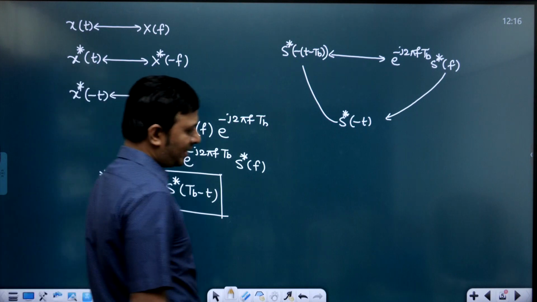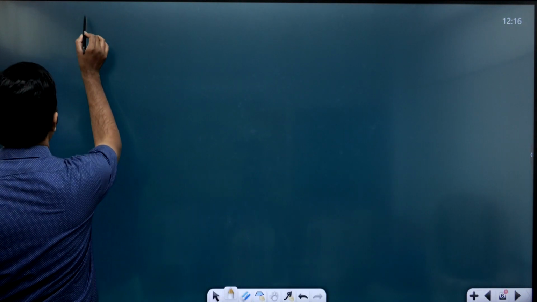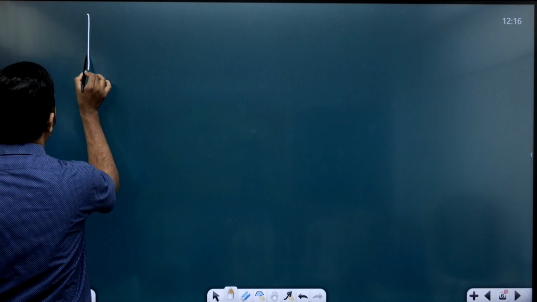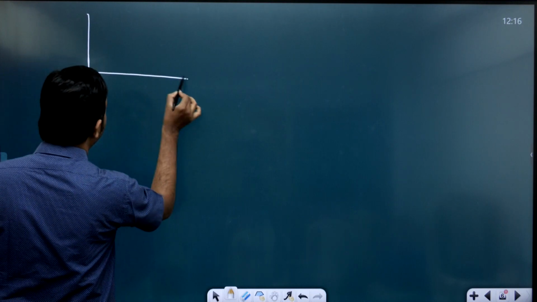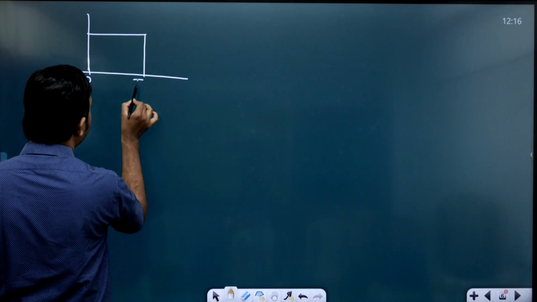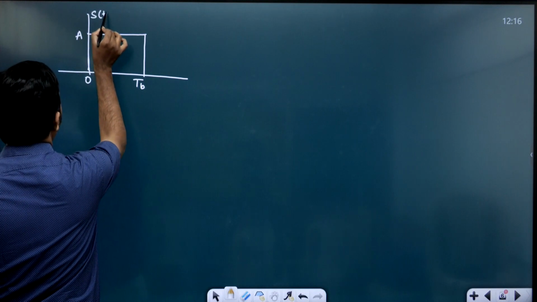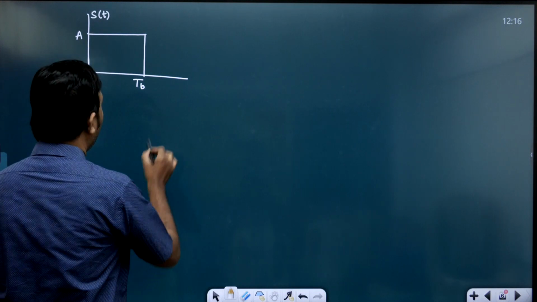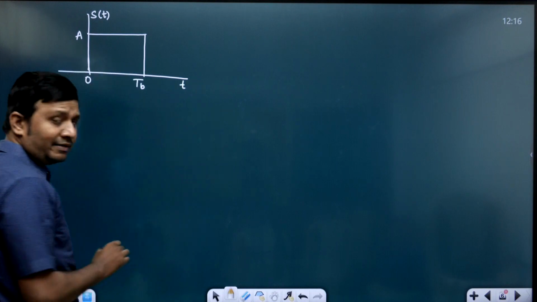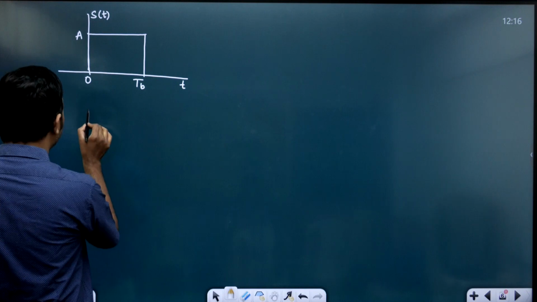For example, now if the received pulse is like this, this is the received pulse s of t. Now if this is the received pulse, definitely this kind of question is expected: what is the impulse response of the matched filter?